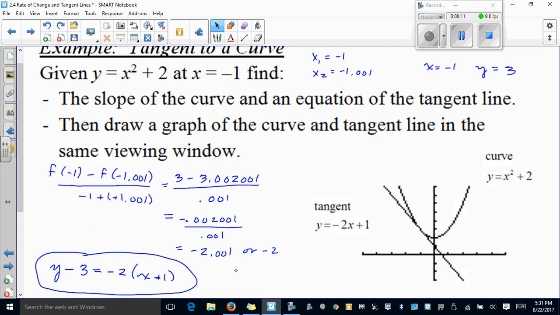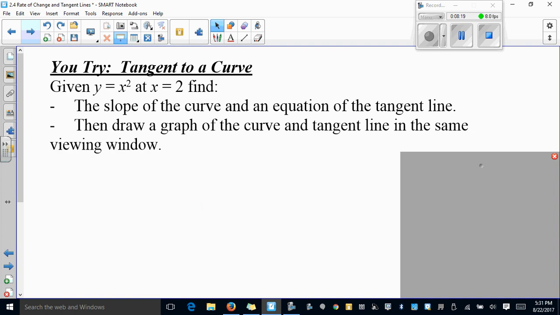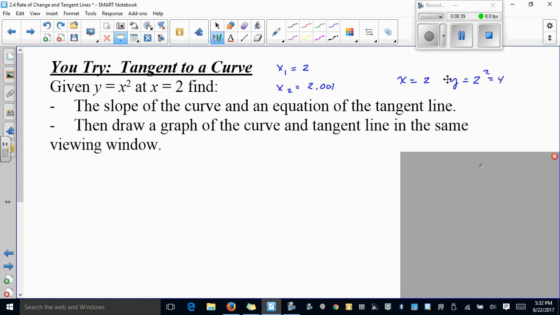Okay, let's try this one again. So this one, my x1 is going to be 2. So my second x is going to be very, very close. We'll use 2.001. Now, if x equals 2, our y value is going to be 2 squared, or 4. Just plugging it in. So on this one, we get f of 2 minus f of 2.001 over 2 minus 2.001.